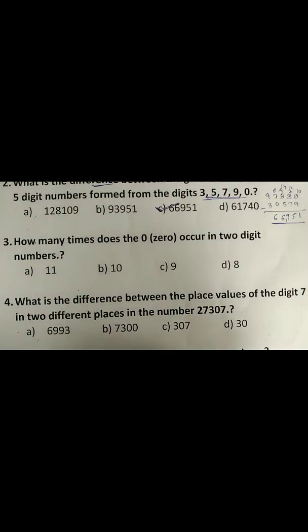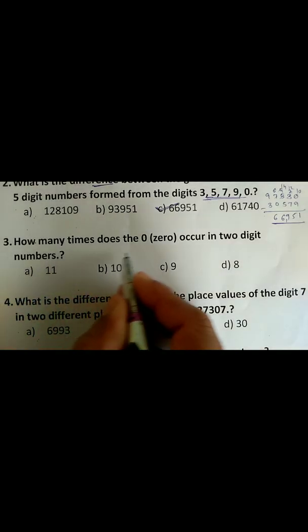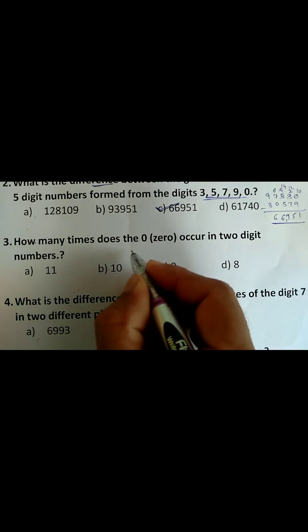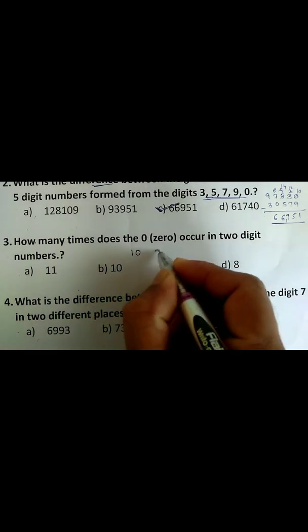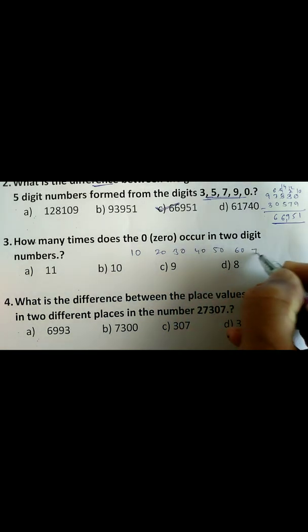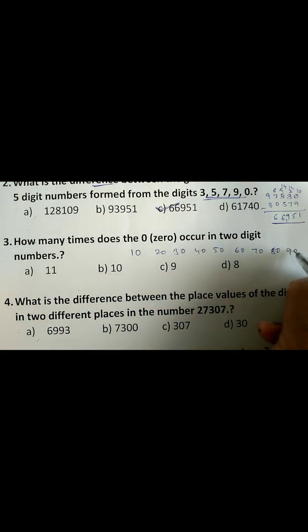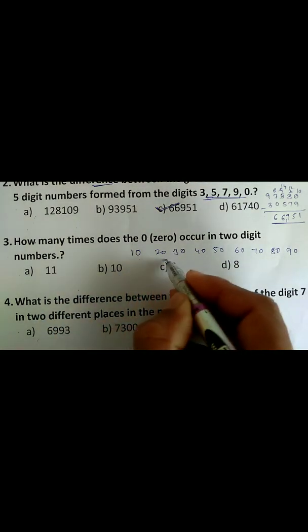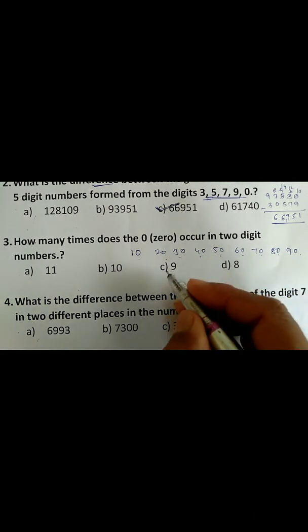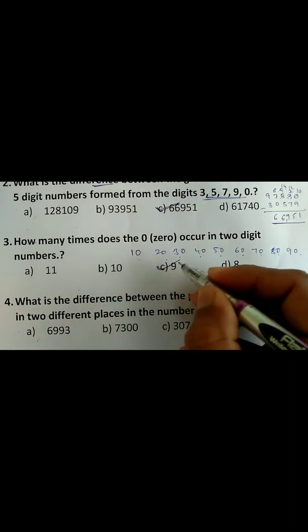The next question is: how many times does the 0 occur in the 2-digit numbers? We can see here that in the 2-digit numbers, 0 occurs how many times? The first time 0 occurs in 10, 20, then 30, then 40, 50, 60, 70, 80 and 90. The 0 occurs from 10 up to 90, still 9. So we can check 1, 2, 3, 4, 5, 6, 7, 8 and 9. How many times does the 0 occur in the 2-digit numbers? 9 times does the 0 occur in the 2-digit numbers.